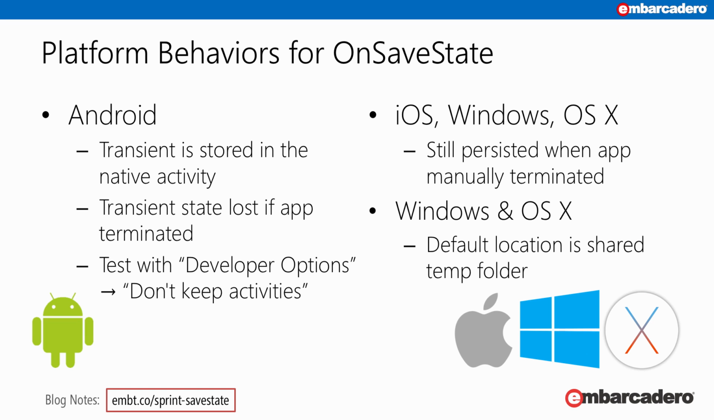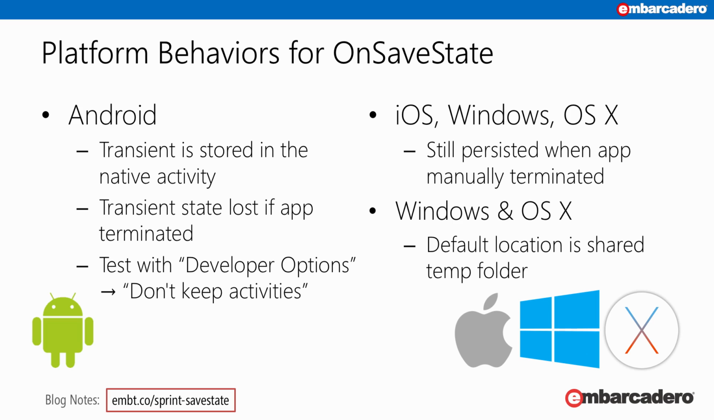So there's some slightly different platform behaviors for this. And the different behaviors really come down to the behavior when you're using the transient state storage, which is the default storage state if you're not specifying a path. On Android, the transient state is stored in the native activity. And the native activity discards that if the app is terminated manually. So if you manually swipe the app to terminate it, then it discards that. And that's the way the OS institutes this behavior.